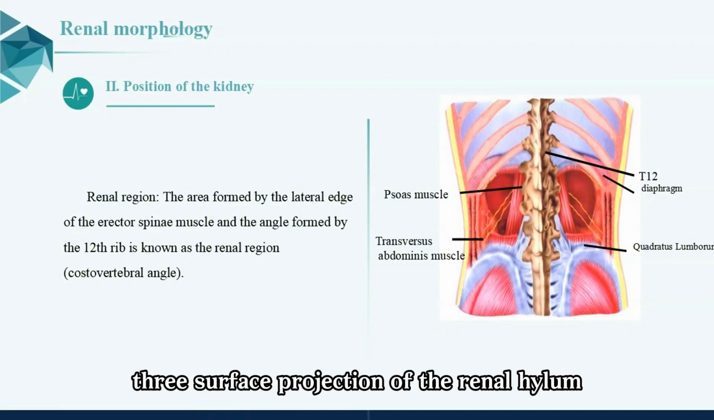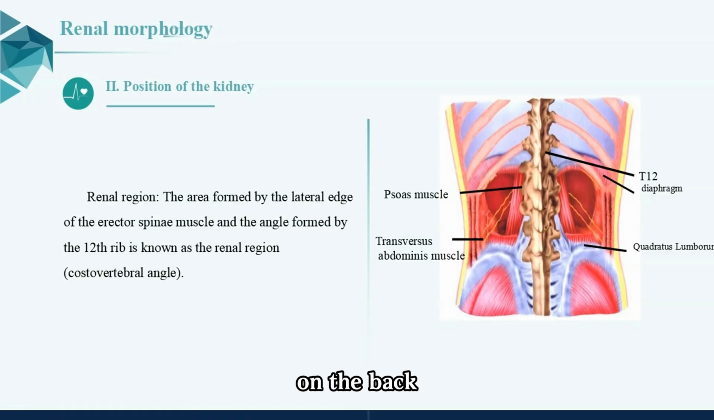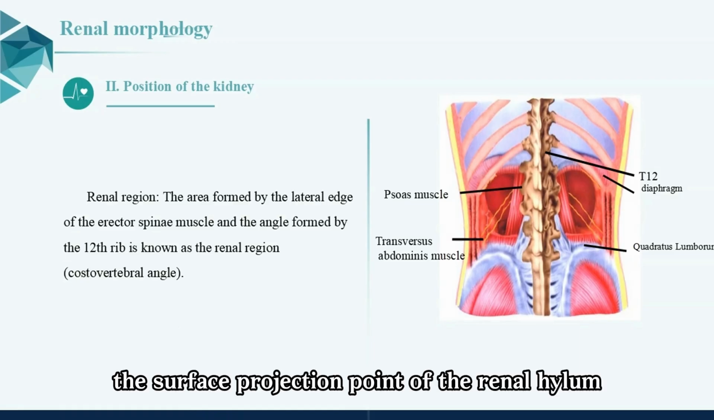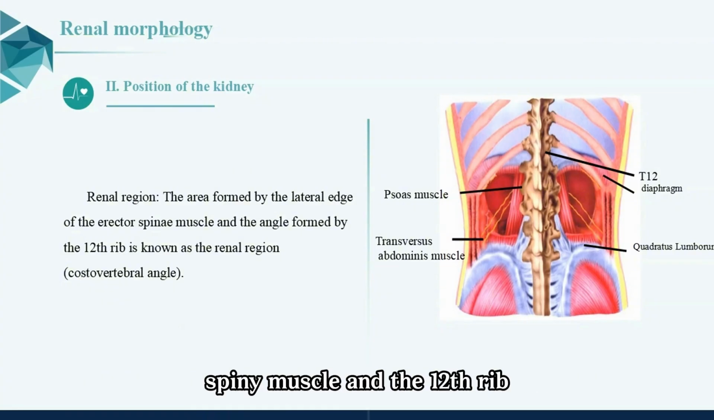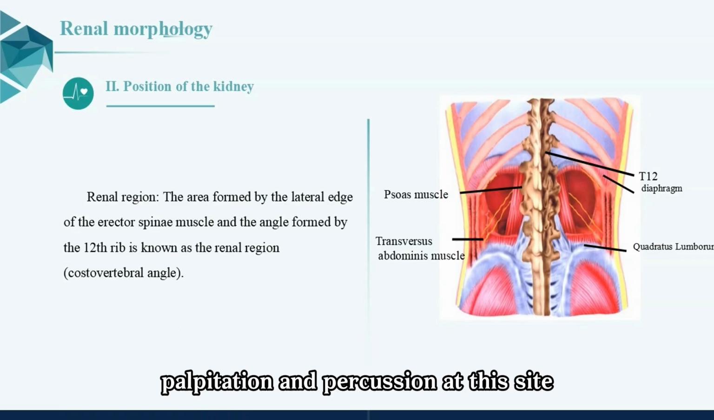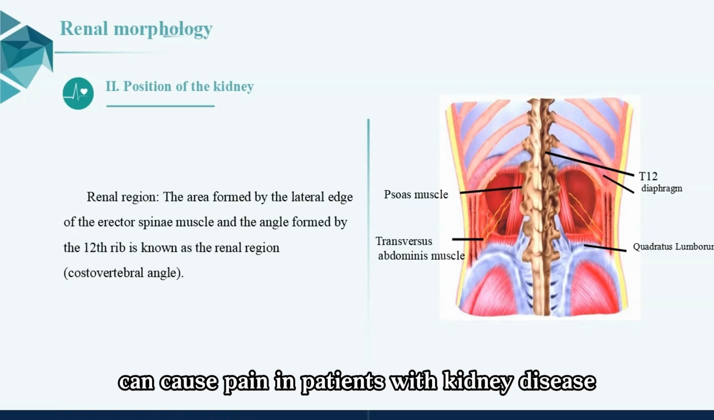3. Surface projection of the renal hilum. On the back, the surface projection point of the renal hilum is at the angle between the lateral border of the erector spinae muscle and the 12th rib. This area is called the renal region. Palpation and percussion at this site can cause pain in patients with kidney disease.